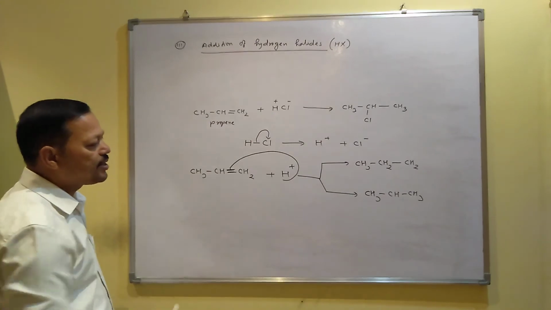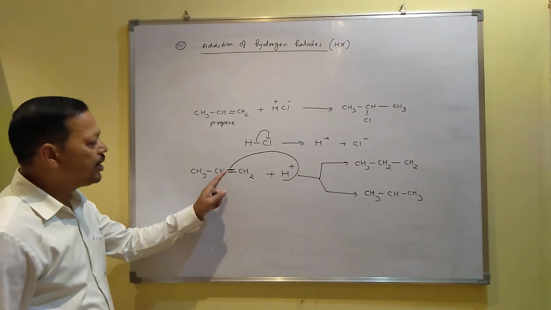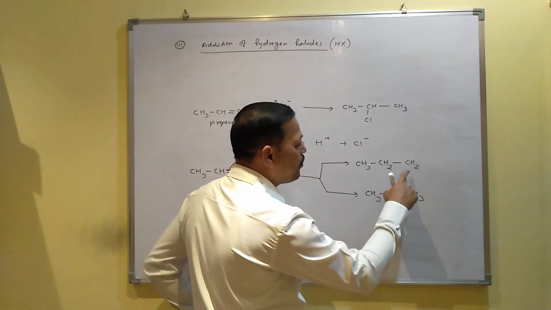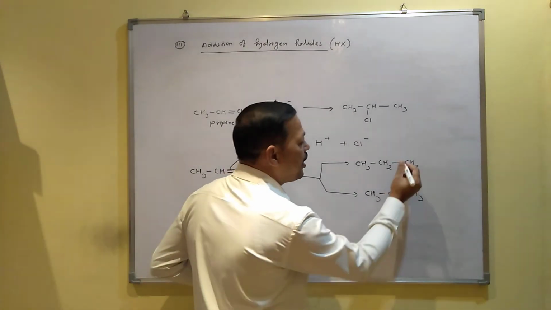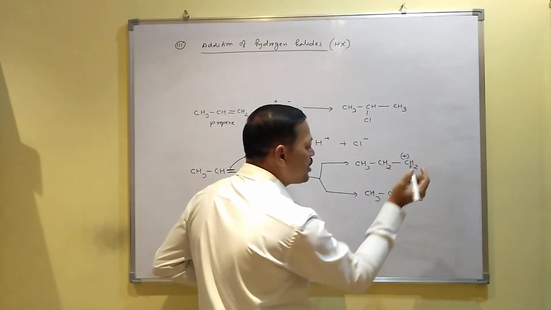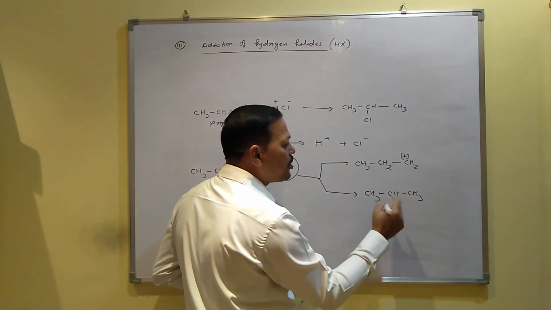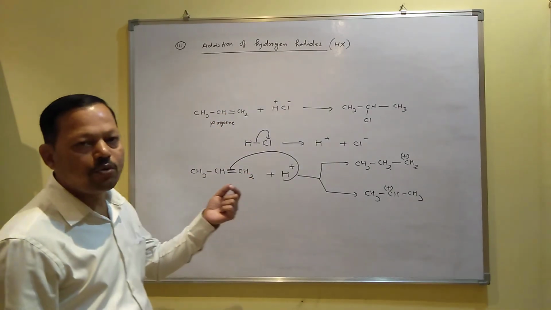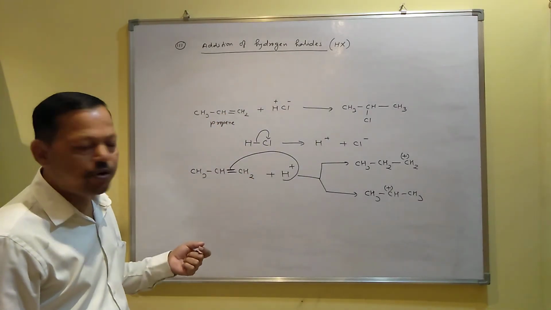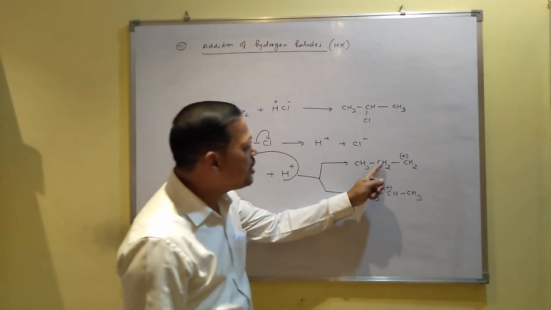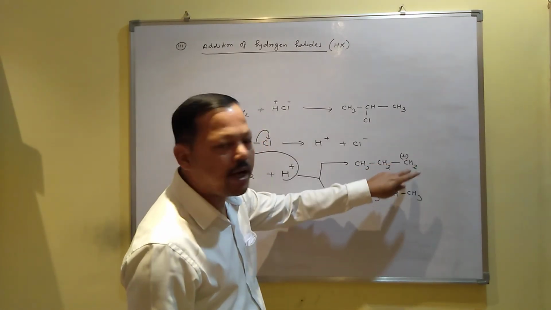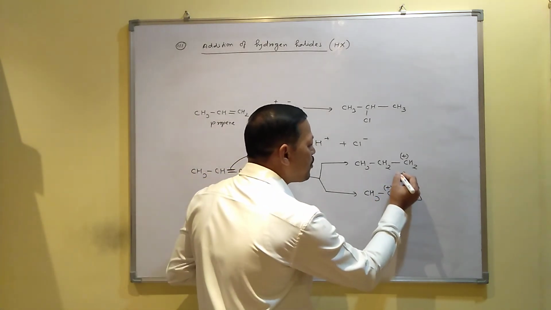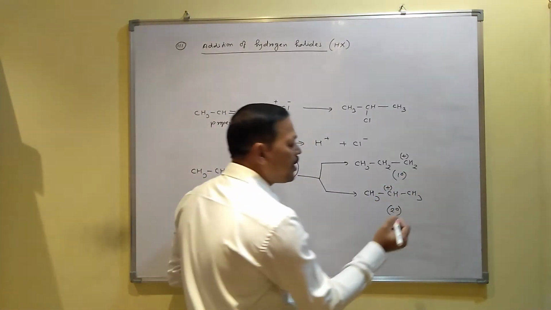Now, after addition of hydrogen, the double bond breaks and converts to a single bond. After converting to a single bond, the valency of this carbon is 3, and that is why it will create a positive charge. Here also the valency of this carbon is 3, so it will create one positive charge. You know, a carbon containing a positive charge is called a carbocation. The difference between these two carbocations is that this is a primary carbocation and this is a secondary carbocation.